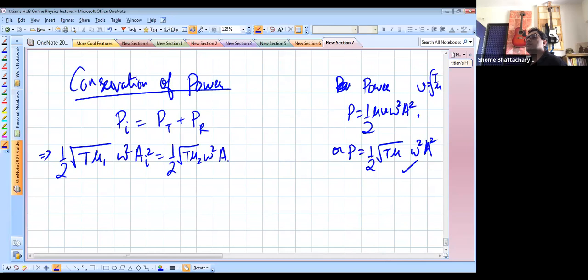All of them are having the same omega, and the tension is also common in both the threads, that you can understand from the free body diagram of the junction. Now the reflected wave is coming back in string 1.